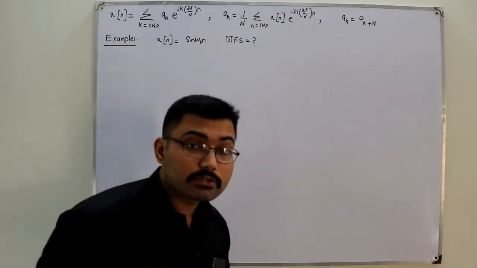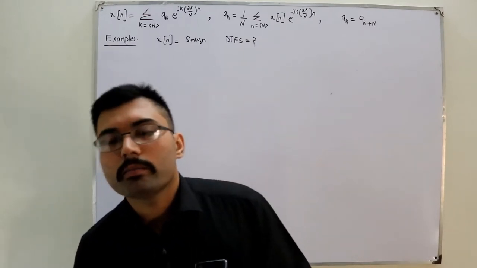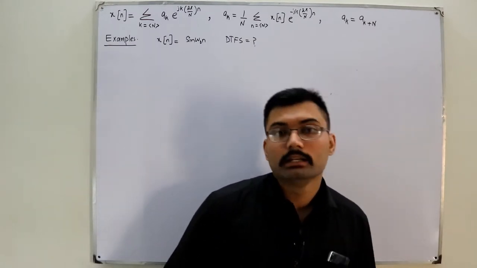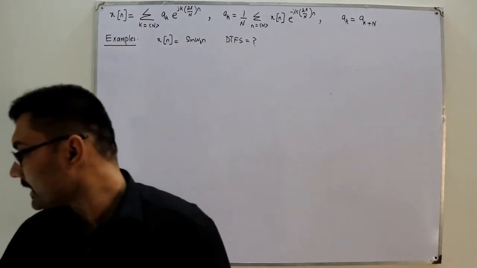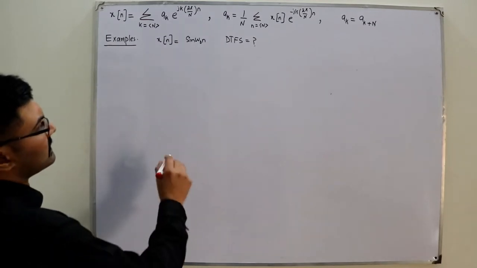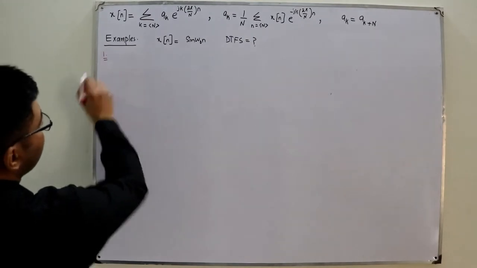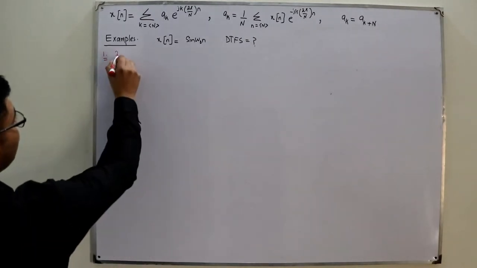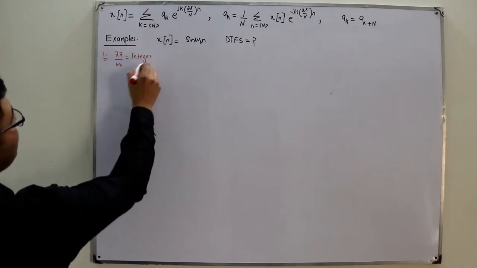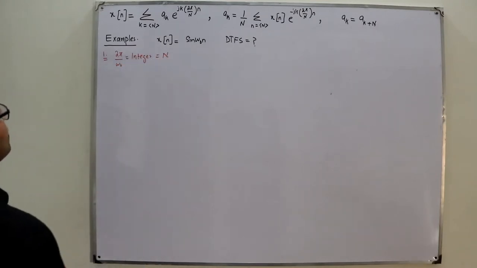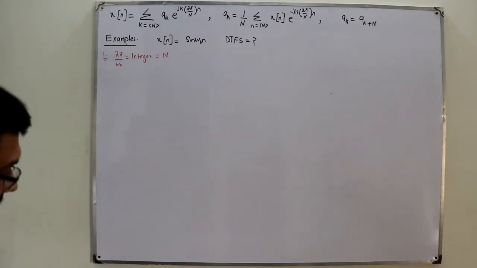But first, in the discrete time domain, this signal sine omega naught n may or may not be periodic. So we can have two conditions of periodicity. The first condition of periodicity is that 2 pi upon omega naught is equal to some integer value, and this integer value is the fundamental period N of the wave. So let's say this is fulfilling this condition.